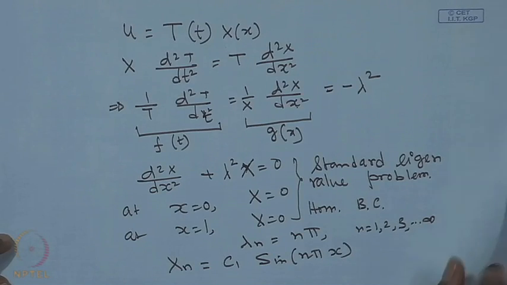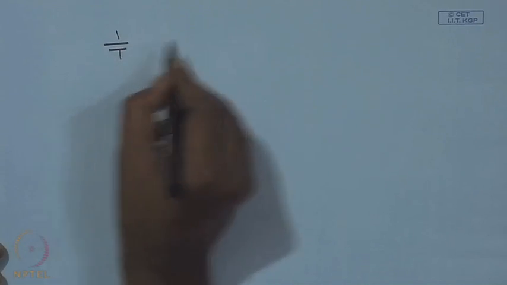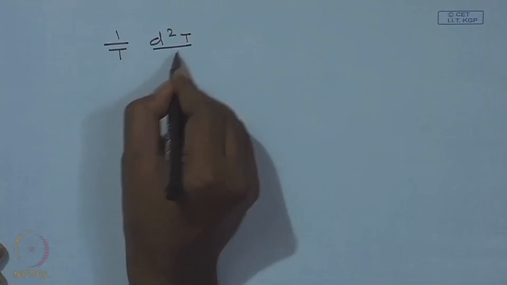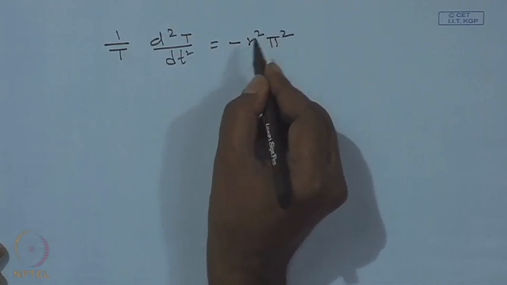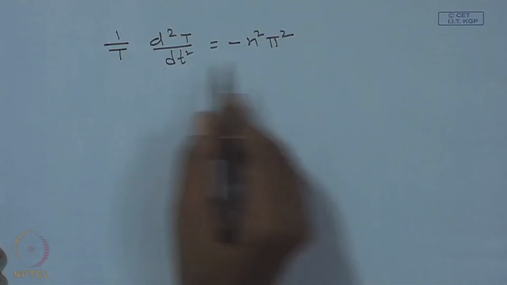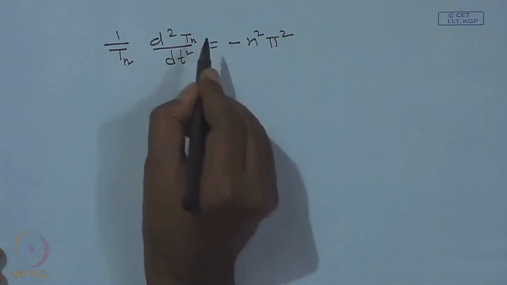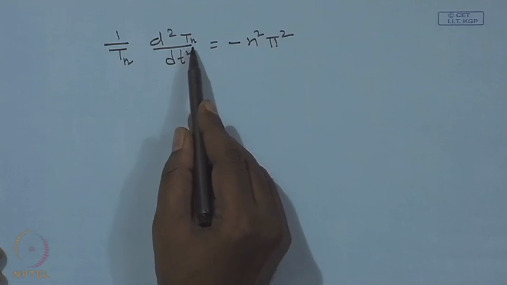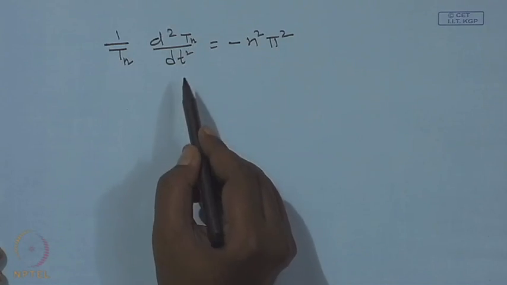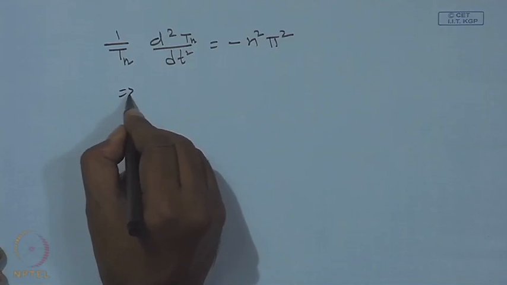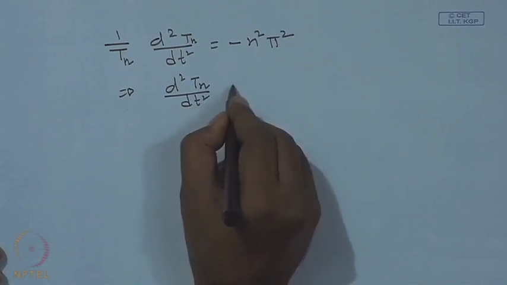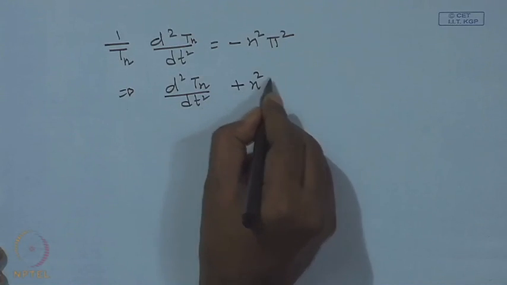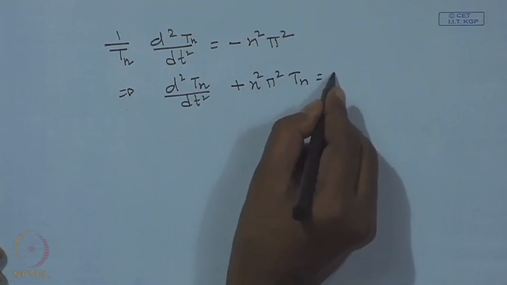Now, let us look into the time varying part. This becomes 1/T d²T/dt² = −n²π². We put λ corresponding to n, so we consider T as the nth solution. T subscript n corresponds to the nth eigenvalue. So, this will be d²Tn/dt² + n²π²Tn = 0.